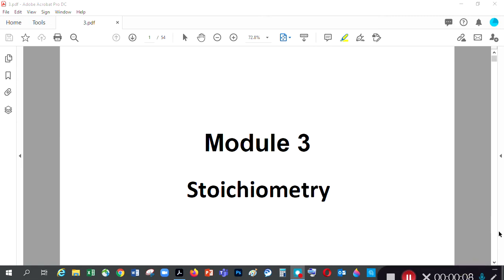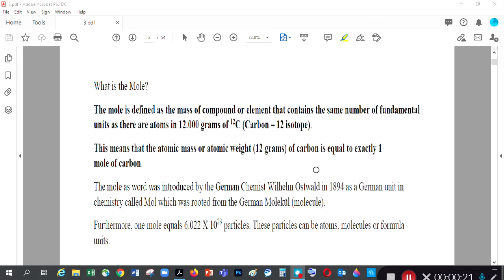We would like to go through Module 3, Principles of Chemistry 1, or General Chemistry 1, Stoichiometry. This chapter will cover first the definition: what is the mole? The mole is defined as the mass of a compound or element that contains the same number of fundamental units as there are atoms in 12 grams of the carbon-12 isotope.